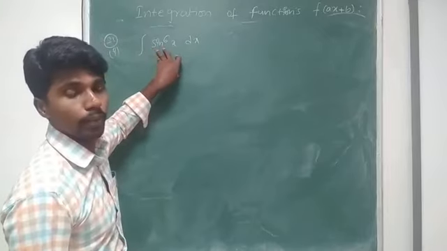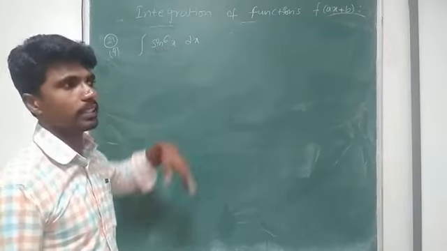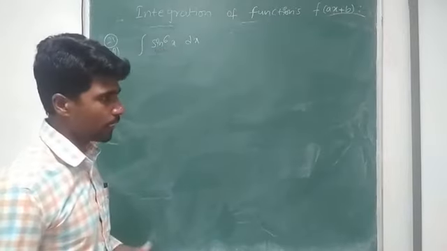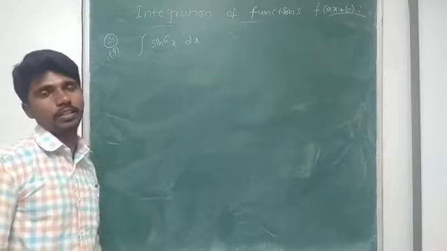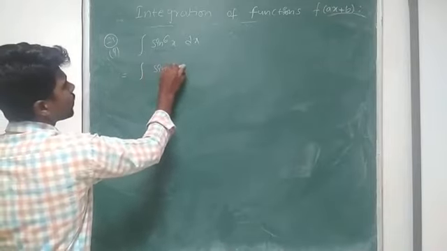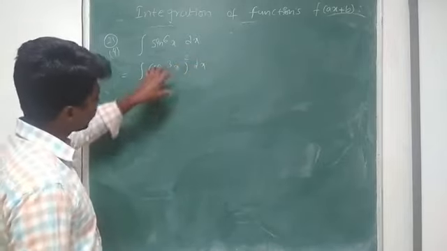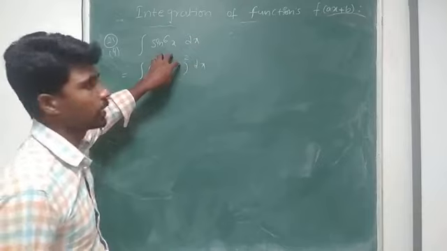Sin square x whole cube I can write, but sin cube x whole square also I can write. Which do we feel is the easiest one? We could sense sin cube x whole square will be the easiest one. So I take this as integral sin cube x whole square dx. Now this sin cube x we have to express in the form of sin 3x.